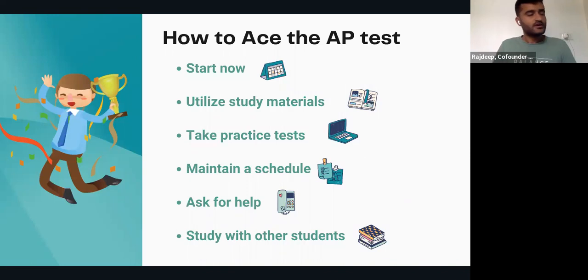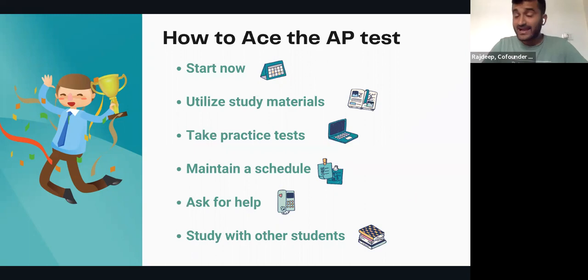Utilize the study material. There is less material available, so whatever material you can gather and collect, please utilize it. Seek help. Don't hesitate to ask for help, because there are fewer guidelines available outside with regard to AP. Seek help from your seniors, your friends, and companies like us. You'll be able to understand what you need to do better in these tests.